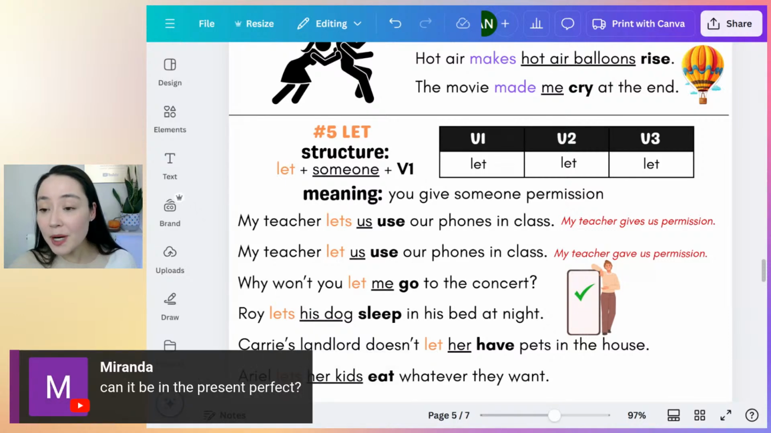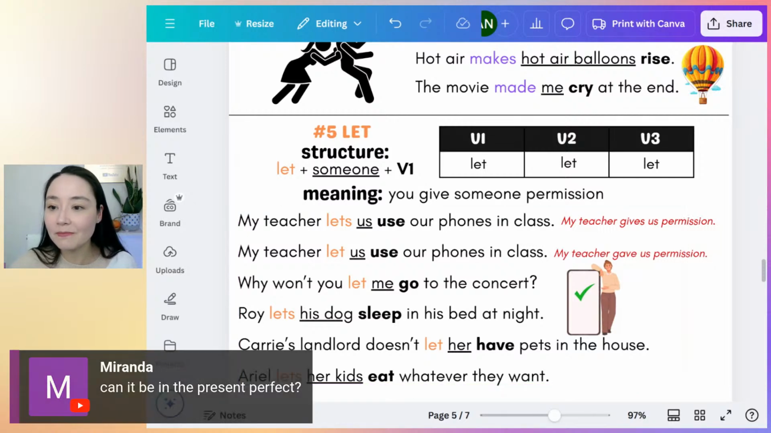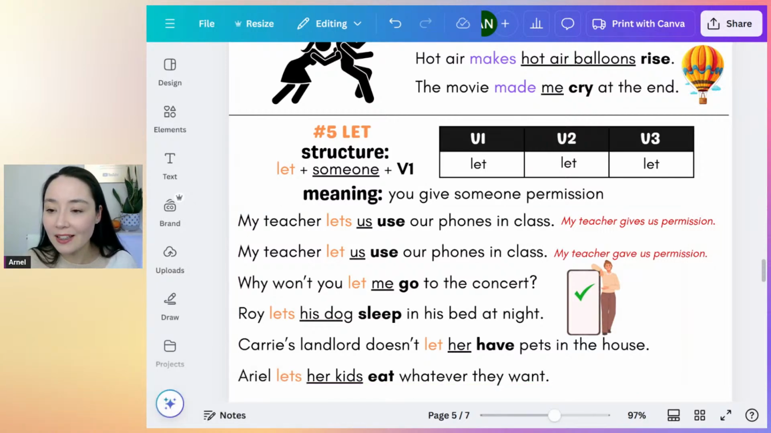Miranda, can it be in the present perfect? Yes, let me think of an example. My teacher has let us use our phones in class. You can change the tense. Future: my teacher is going to let us use our phones in class. Past perfect: my teacher had let us use our phones in class. You can definitely change the tense. Okay, good.